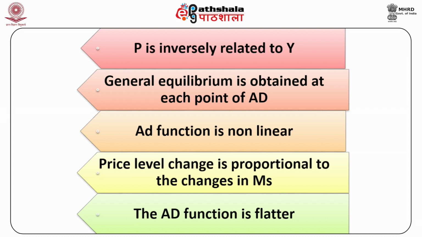Under general equilibrium, we have obtained, through the intersection of IS and LM, each point of the aggregate demand function, where the IS intersects with the LM function. The aggregate demand function, we can see, is not linear because there is this inverse relationship, which makes it non-linear. The price level changes therefore are proportionate to the change in money supply, and the aggregate demand function, these are some more properties.